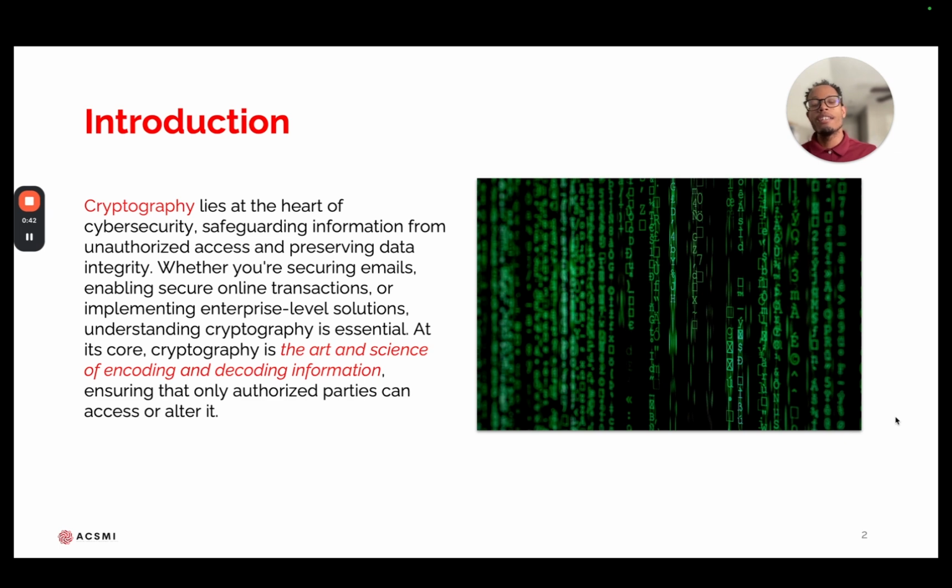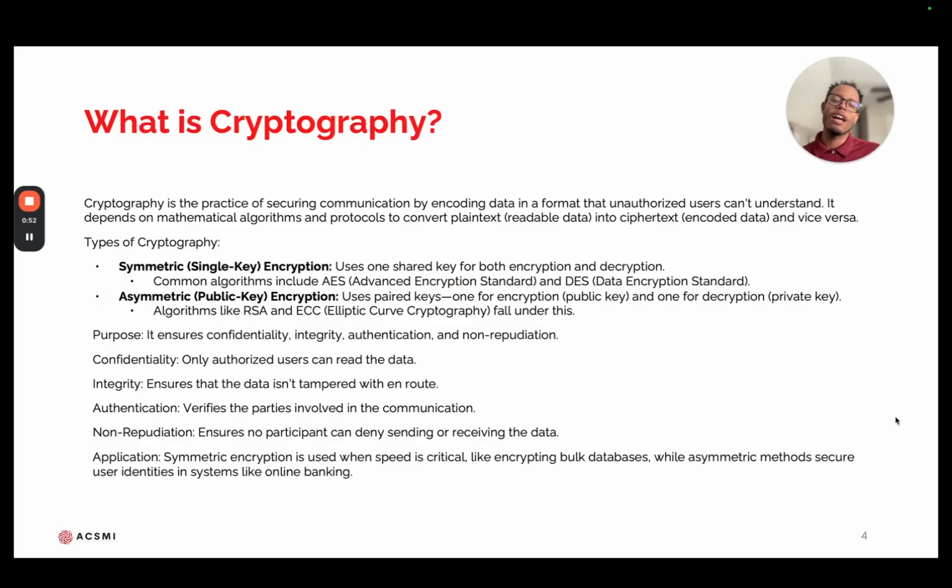Basically, it is the art and science of encoding and decoding information. We talked about it before: plain text, using algorithms, keys, and everything like that, and creating ciphertext. We'll dive more into that. Now, I did mention before the differences in cryptography. You have your symmetric and asymmetric. Symmetric uses one shared key. Asymmetric uses a pair of keys.